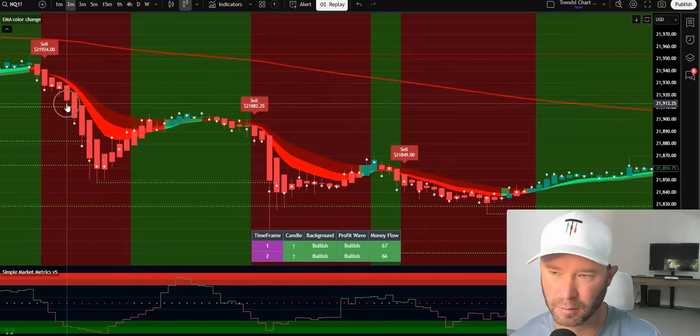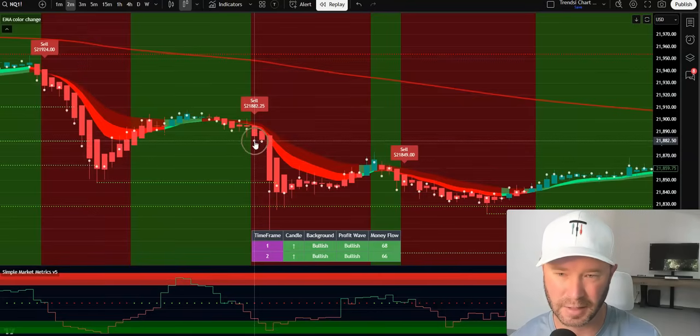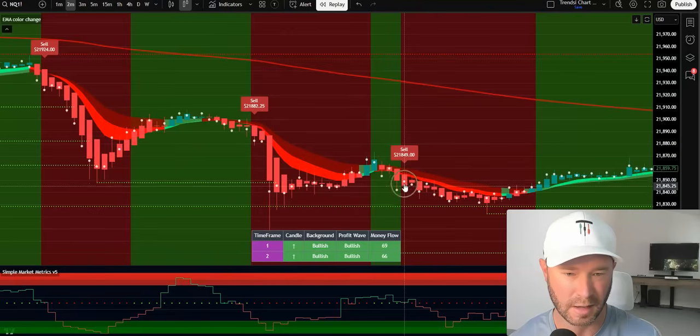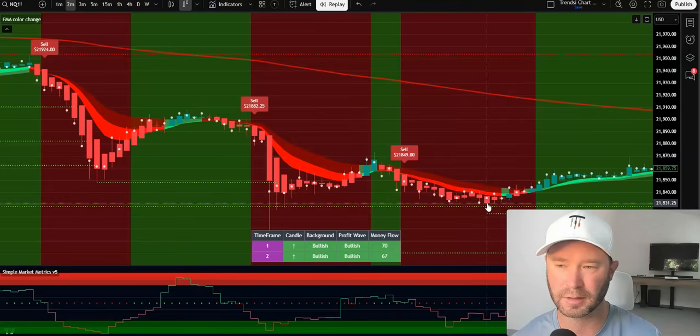If you get a sell signal, play to here. If you get a break, play to your next one. If you get a break, play to your next one. If you get a sell signal and you know support's down here, sell signal, play to here. That's your target. If you get a sell signal and this is your support, play to support. You guys see how that works?